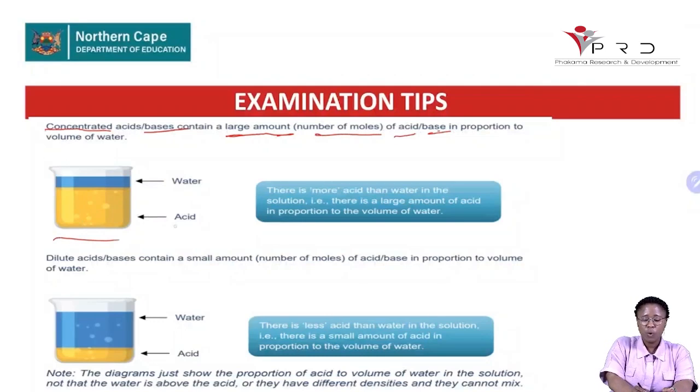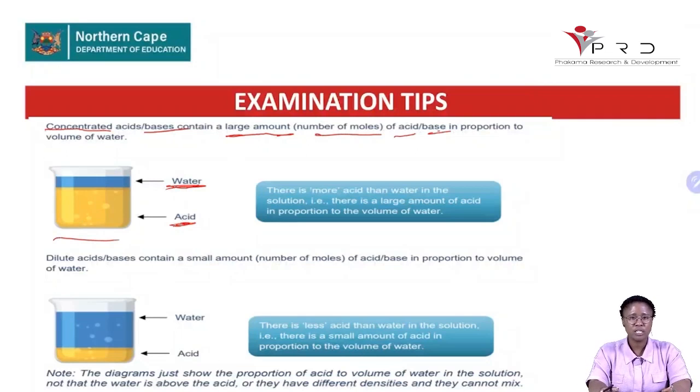As you can see here, I tried to bring in the diagram to assist you to see that. We have more of the acid than the water. But because we have more of the acid than the water, then we say that your solution is concentrated. So when we say something is concentrated, we mean that we will have more of the acid or more of the base in the proportion of water. And there is more of the acid than the water in the solution. Like I've said, there is a large amount of the acid in proportion to the volume of water.